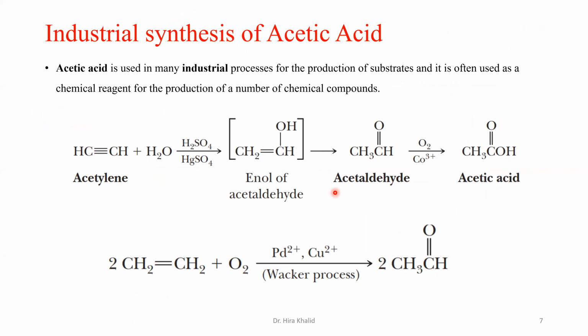The next is the industrial synthesis of acetic acid. There are a number of ways by which acetic acid is prepared, because acetic acid is used in many of the industrial processes for the production of substrates, and it is often used as a chemical reagent for the production of a number of chemical compounds.